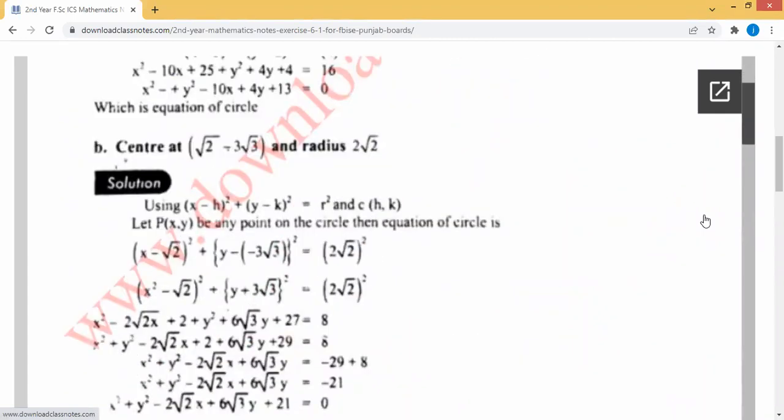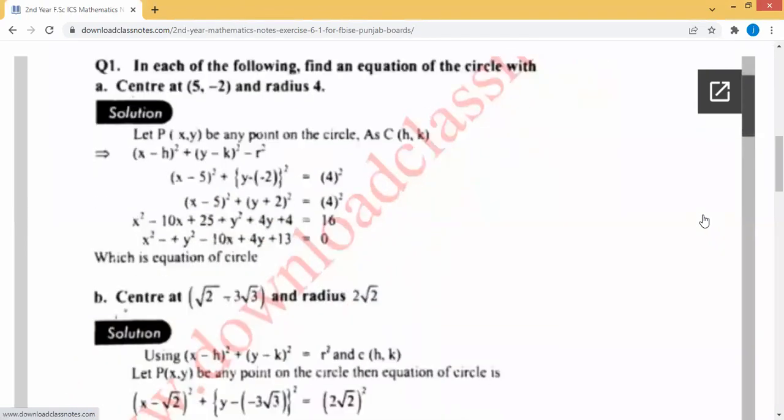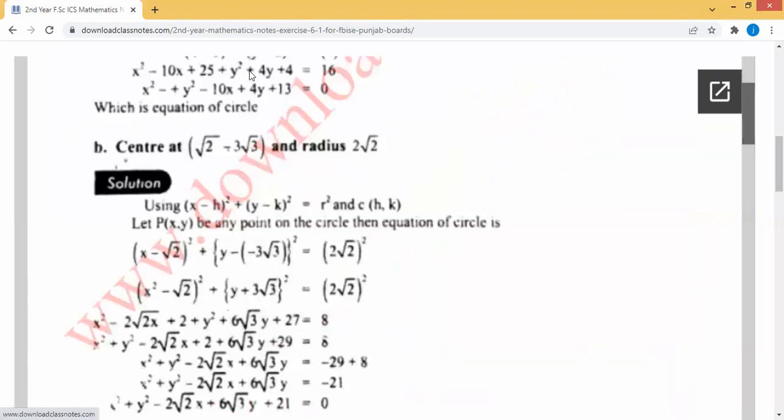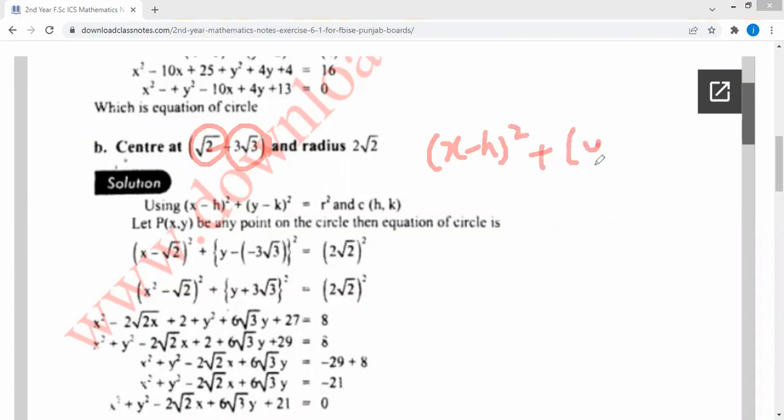So the next is question number B. Question number B ke andar bhi humne aise hi karna hai. We have to do, this is my center value H and this is my K value. So it will be X minus H whole square plus Y minus K whole square equals to R square.